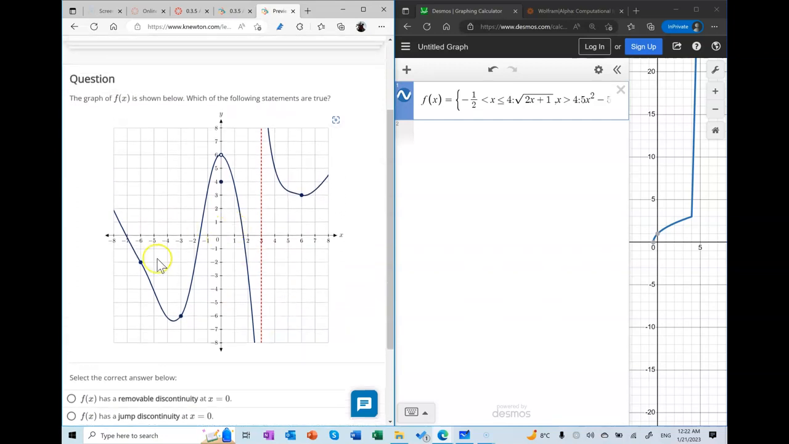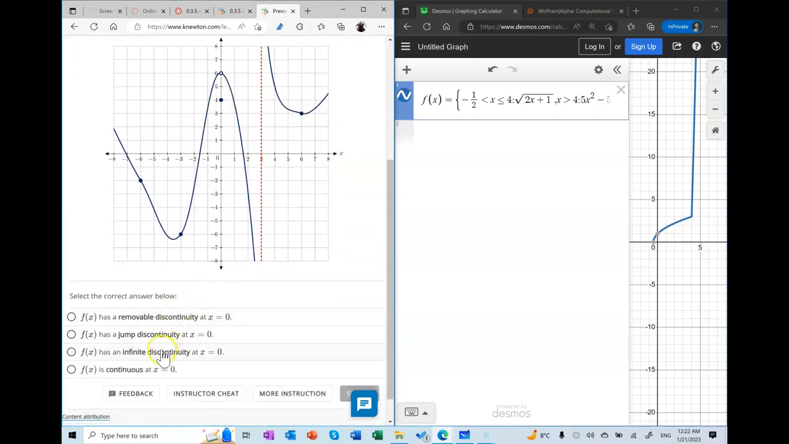Let's identify discontinuities, right? We have a discontinuity at 0. This is removable. We have a discontinuity at 3. This is essential. And I don't think we have any jump discontinuities. So essential discontinuity is also known as infinite discontinuity. And this is the only correct answer.